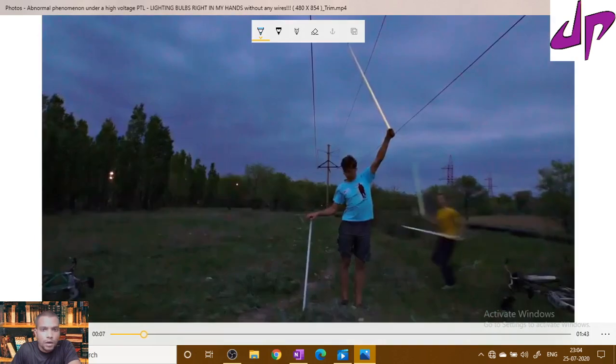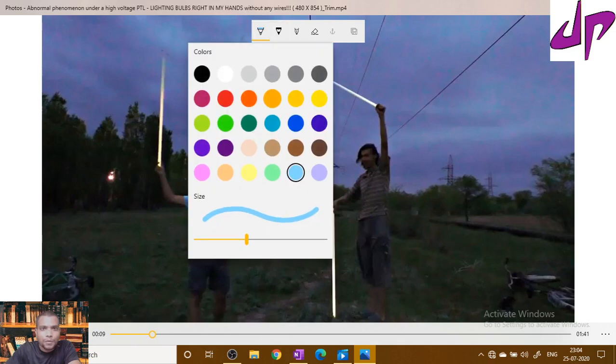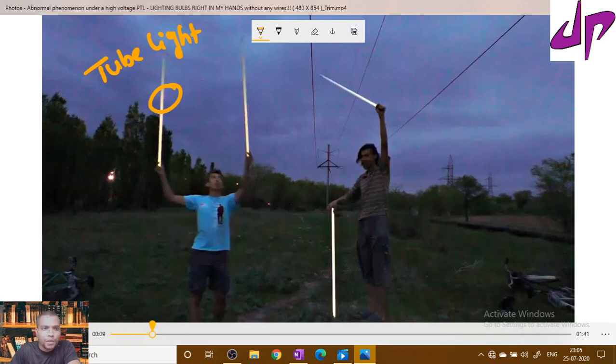Now I think you might know what these are. This is nothing but a fluorescent lamp which they are holding. This is an ordinary tube light in your language, a tube light or a fluorescent lamp. This fluorescent lamp is kept in this environment, and you can see it is glowing brightly.